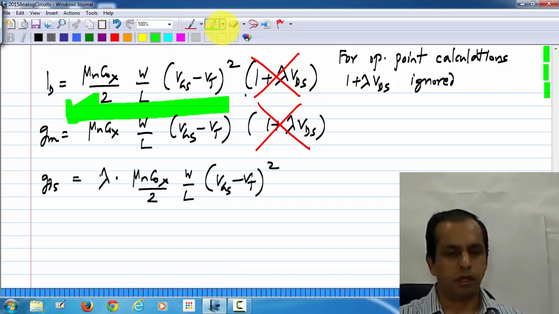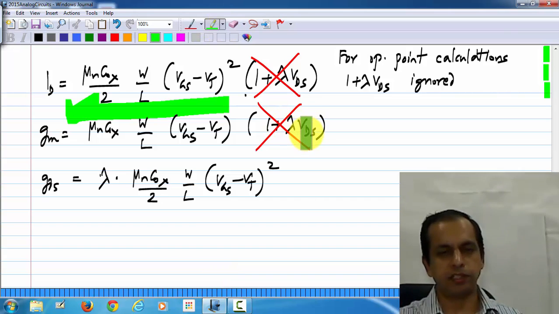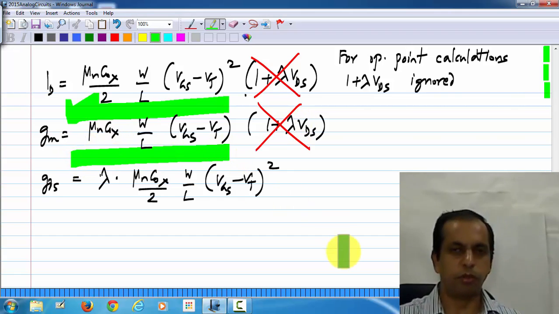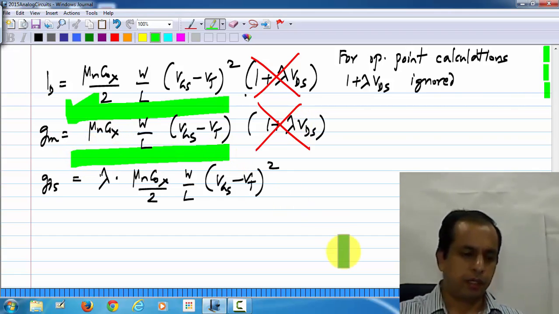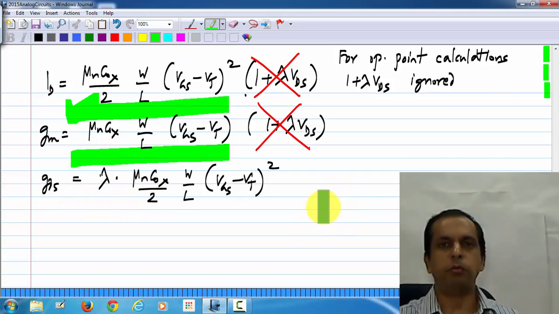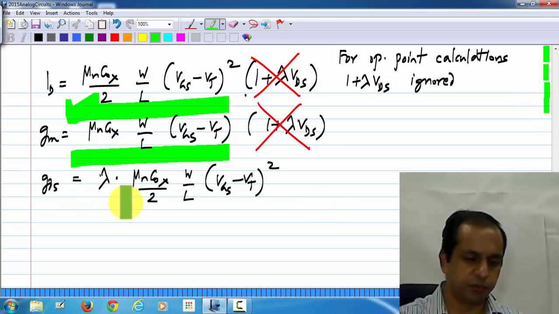again we will operate under the assumption that this lambda VDS is much smaller than 1. So, we will ignore this and calculate GM based on only this one. Okay. And of course, for GDS we can't ignore this lambda. If we do, we will get 0 and we will be ignoring a qualitatively significant phenomenon. Okay. So, for GDS we use this.